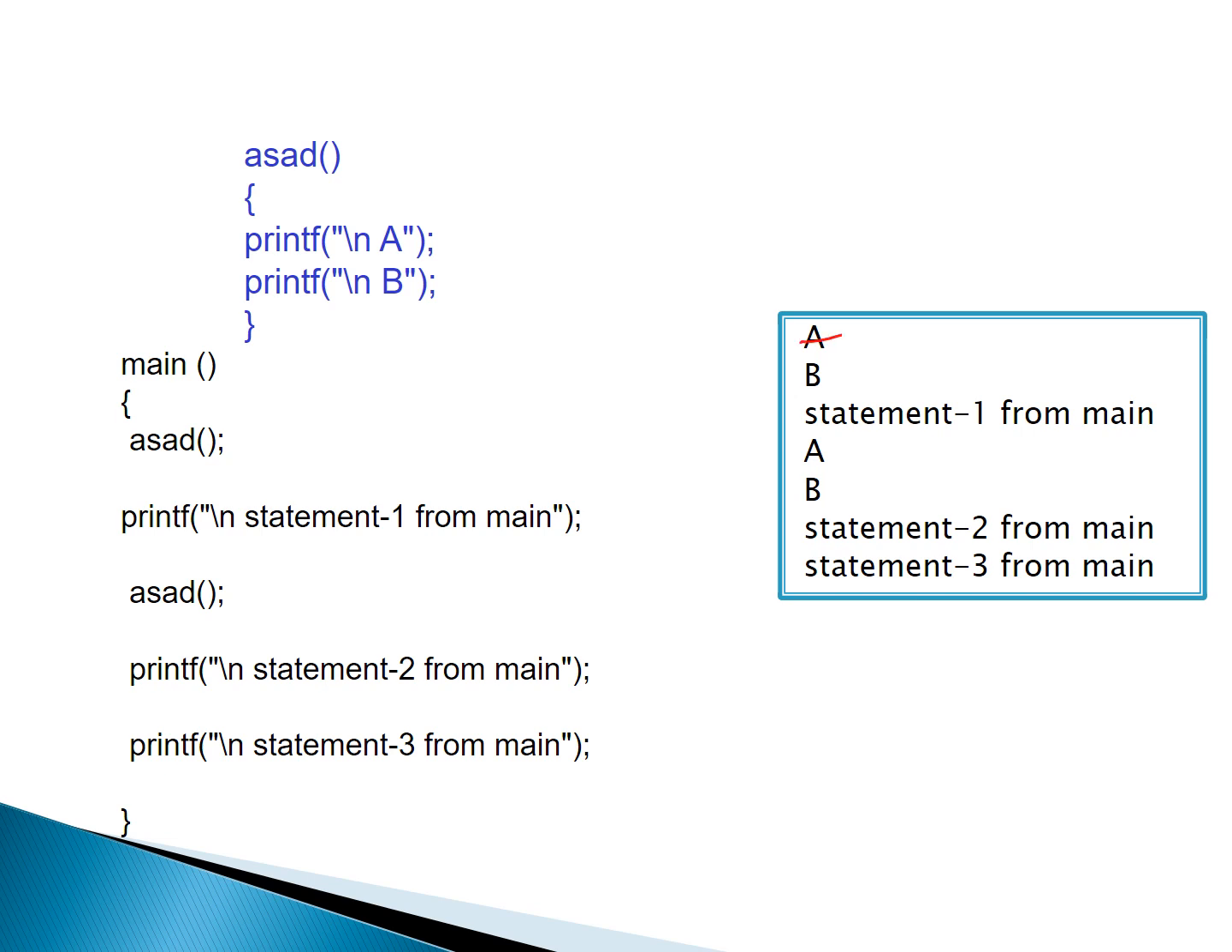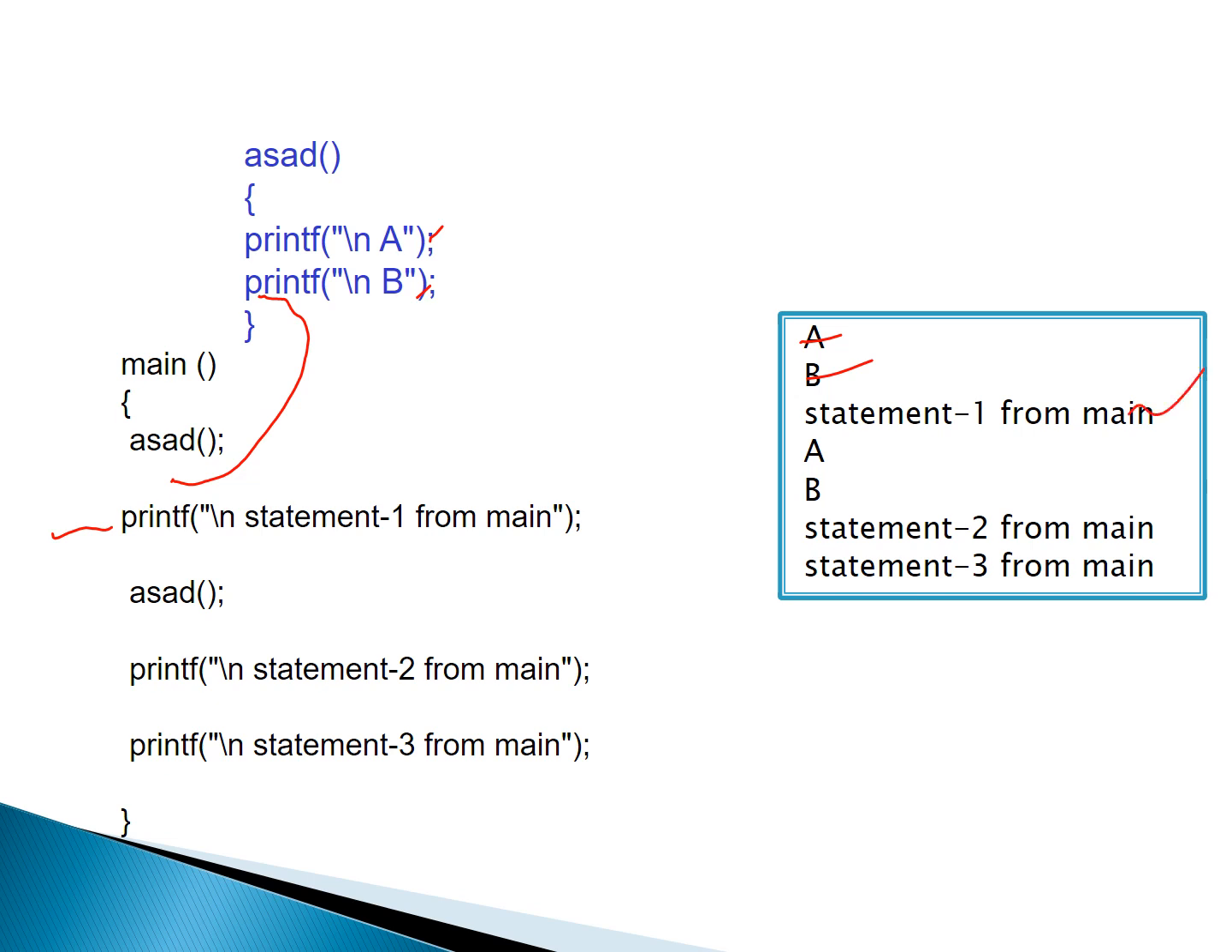This one, and then B is printed. So we are done with these two. Then after this the control will come here. So here we have another statement, this one, printf, and this statement is executed.